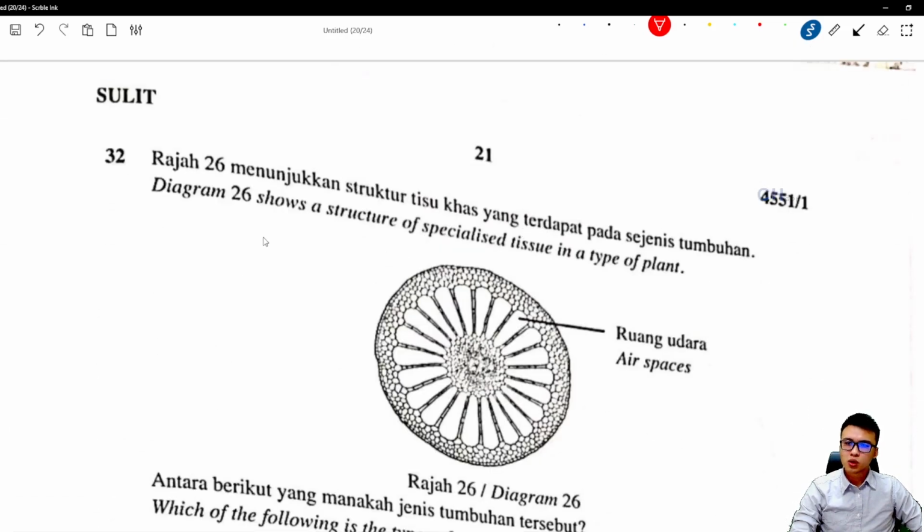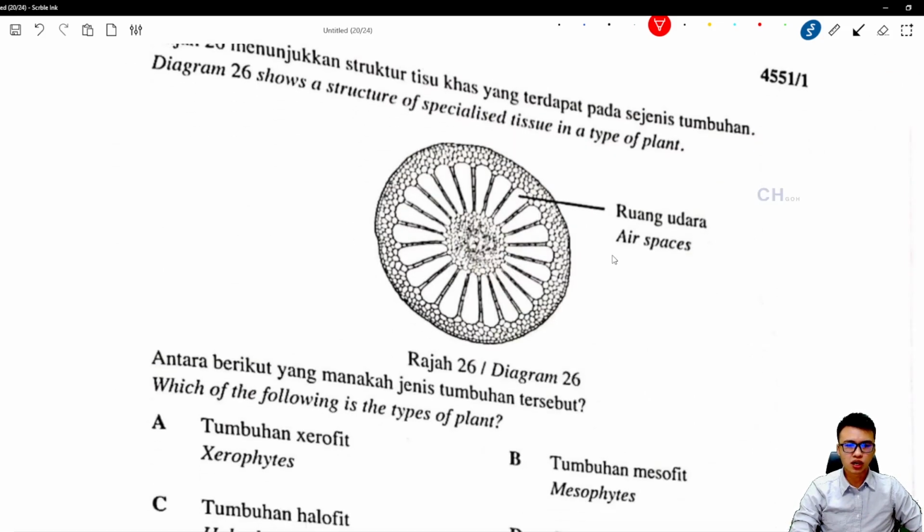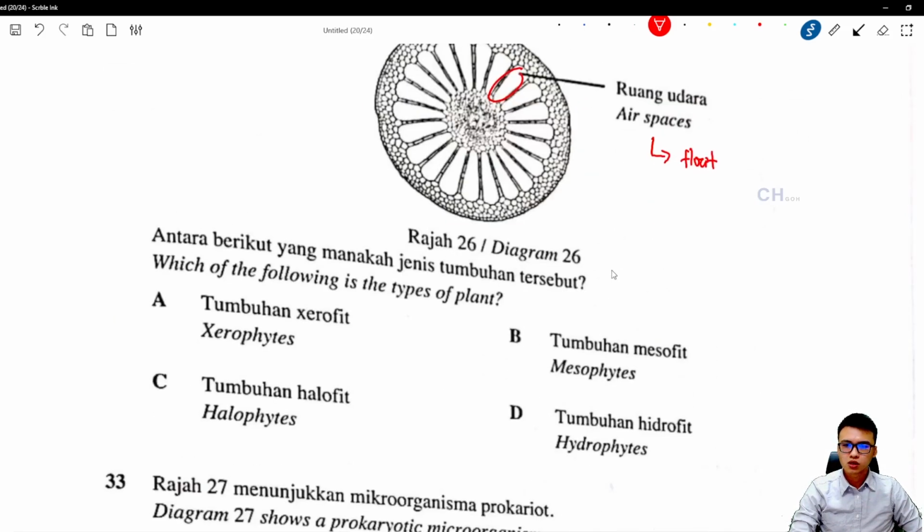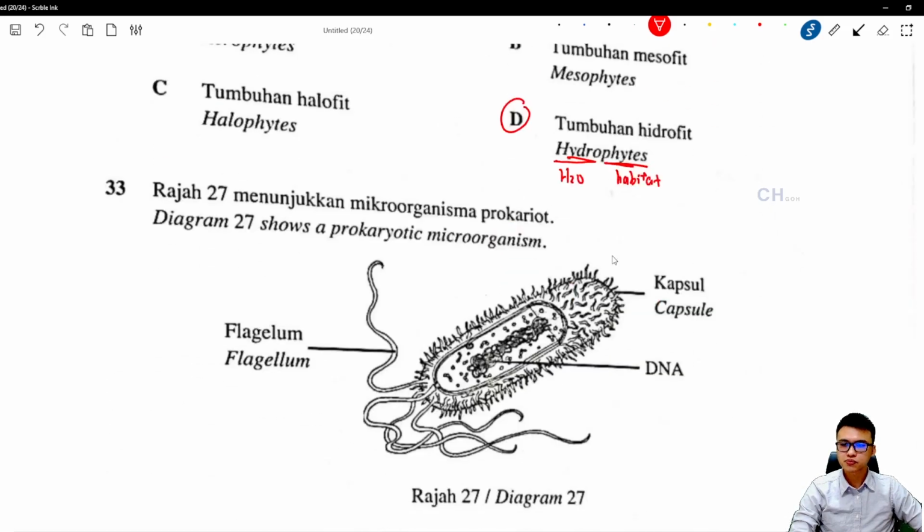Question 32. Diagram 26 shows the structure of specialized tissue in a type of plant. We have a lot of air space here. Why do we need a lot of air space? Because we want the plants to float. That means these plants live in water. So this one should be very easy. The answer here should be D, hydrophytes. Hydro means water. Phytes means habitats. So it's living in the water as a habitat.